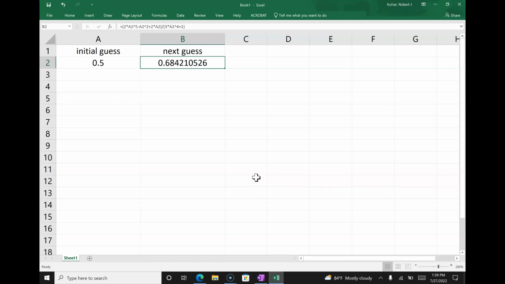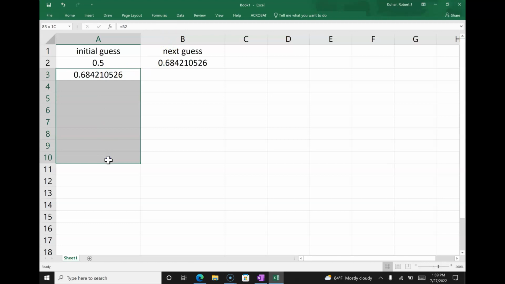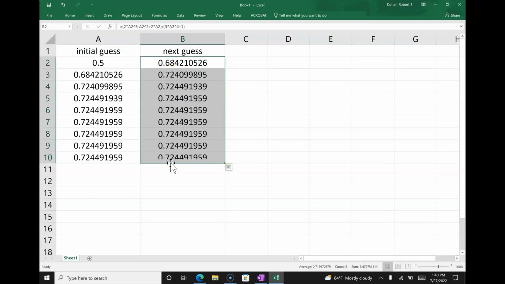Watch what I do now. I want my next guess to become my new guess, right? So my new initial guess. So I'm just going to write equals B2, right? So it's copying that number from B2 over to my initial guess. And then I want to take this piece and fill down, so I can highlight the cells, and I hit Control D, it will fill them down. And I do the same with this piece. Control D will fill it down.